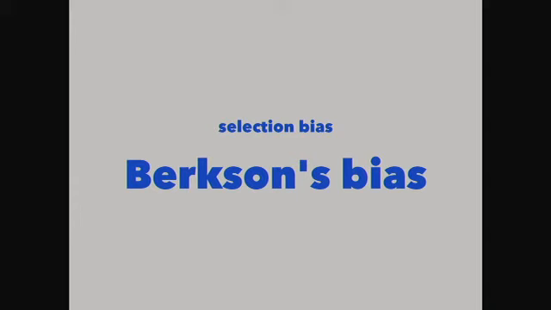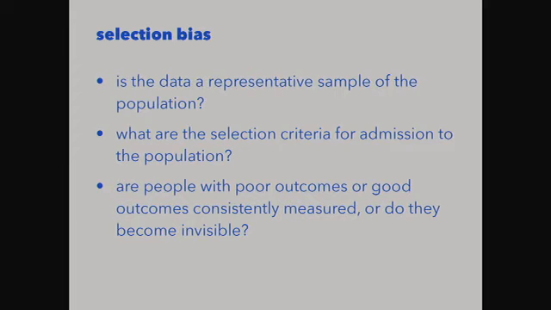But it's very counterintuitive, and those effects, it's selection bias, but this specific kind of almost inversal is called Berkson's bias, just a specific name for that. The kind of questions you might want to ask about selection bias to make sure that it's not present in your own work or not present in scientific work that you are reading up about: is the data a representative sample of the population? What are the selection criteria for admission to the population? Are people with poor outcomes or good outcomes consistently measured, or do they become invisible? It's just trying to figure out, is this sample representative?